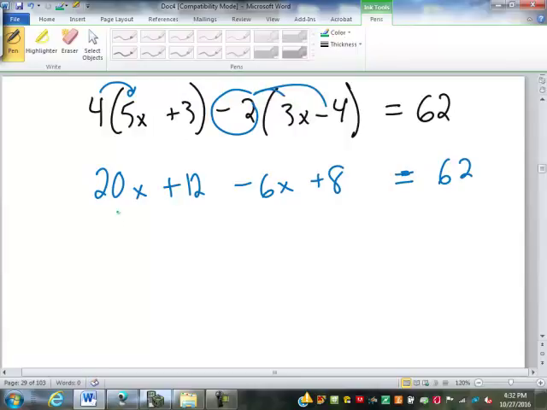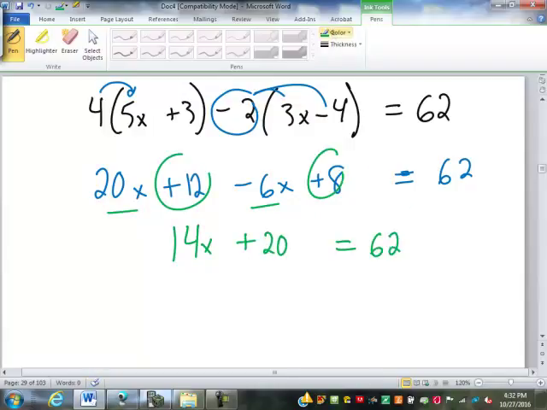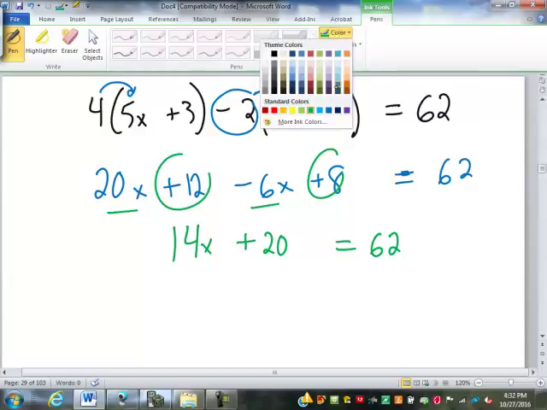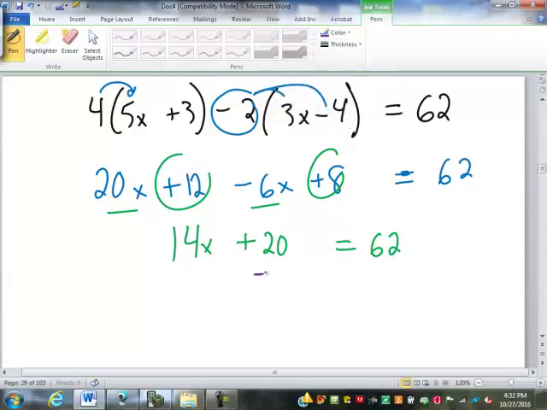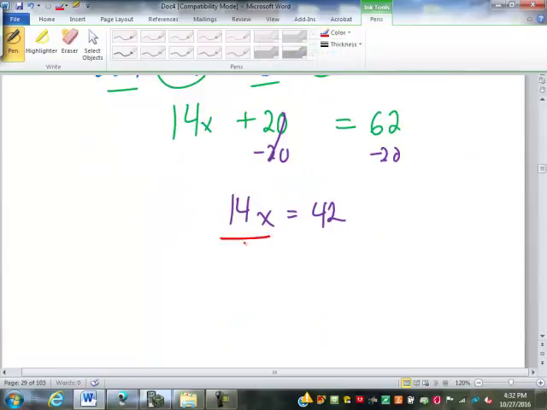And then we'll combine 20x and negative 6x is 14x. And the 12 and 8 make 20. 62. And then subtract 20. 14x equals 42. And then subtract 14. X equals 3.